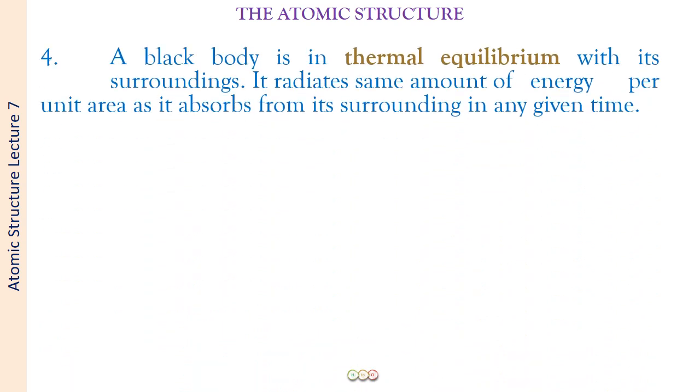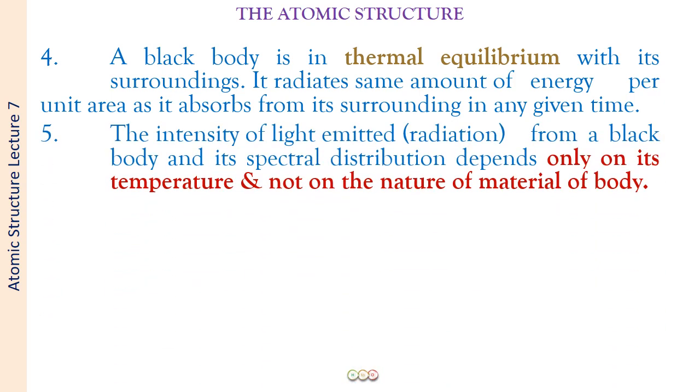This you can understand by the fourth observation also, that a black body is in thermal equilibrium with its surroundings. It radiates the same amount of energy per unit area as it absorbs from the surroundings at any given time. Whatever it is absorbing, it can radiate back. And the intensity of the light emitted, that is the radiation emitted from a black body, and its spectral distribution, depends only on the temperature and not on the nature of the material of the body. So this is very important: the intensity is dependent only on the temperature and not on the nature of the material of the body.